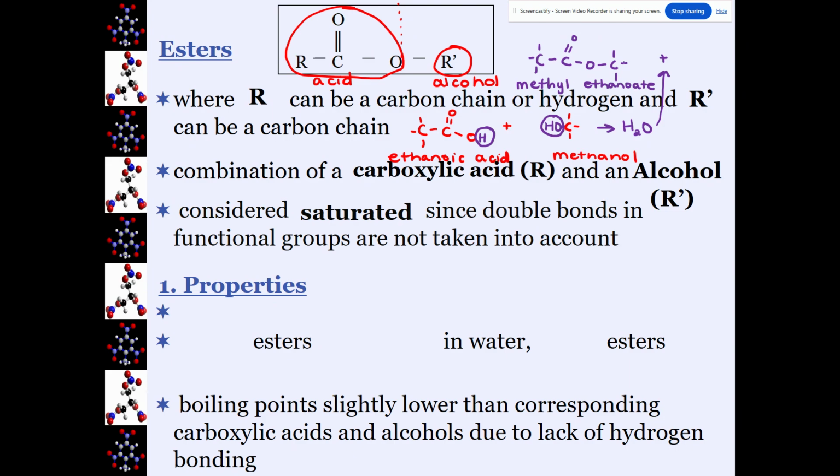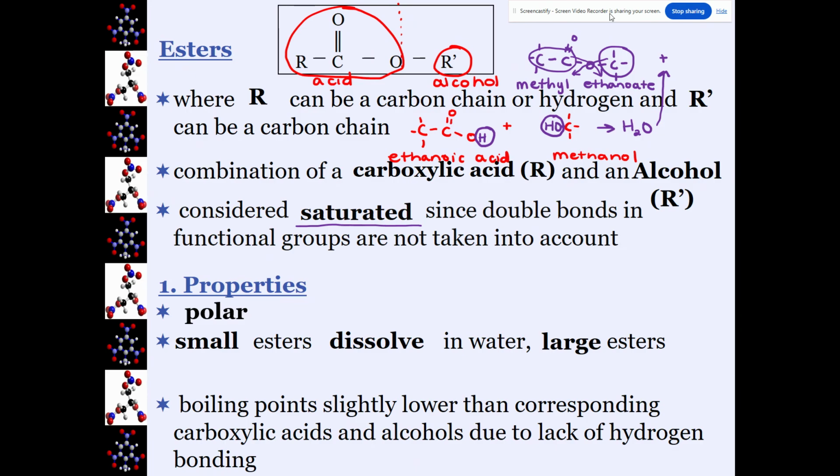The methyl comes from the alcohol side. There's 1 carbon in it. As a separate word, you name the acid side and change it from oic acid to oate. So methyl ethanoate. So you're almost naming it backwards from how it's drawn. This is the methyl side, this is the ethanoate side, 2 separate words. Now they are also considered saturated again because all the carbon bonds in the ester are going to be single.